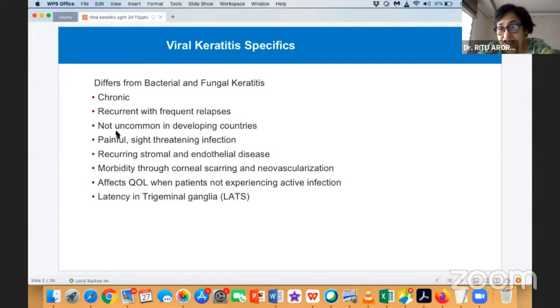Initially, it was thought that they are uncommon in the developing countries, but it's not so. They're quite common, and they're painful. They're sight-threatening infections. They may be epithelial, but they also have recurring stromal and endothelial components. They very often have morbidity due to corneal scarring and neovascularization, because of which they affect the quality of life when patients are not experiencing active infections. And the virus usually is latent in the trigeminal ganglion.